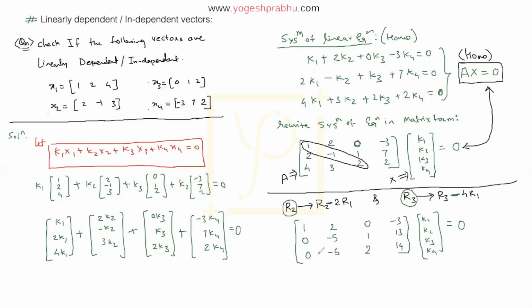Now, next, the only target is we already got these two 0s. We want to make this value 0 here. Now you focus on what you got just now. You want to make this 0. So right now it is -5. And to make this 0, the step has to be you do R3 minus R2.